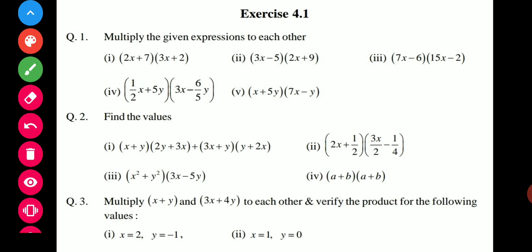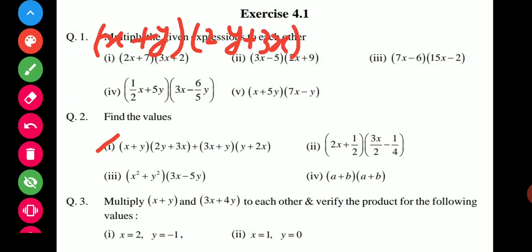Now you can do the fifth part as your homework. So that is the homework. Now find the value of this. How to find the value of this? The first one is x plus y, and 2y plus 3x, and plus 3x plus y, and next one is y plus 2x.